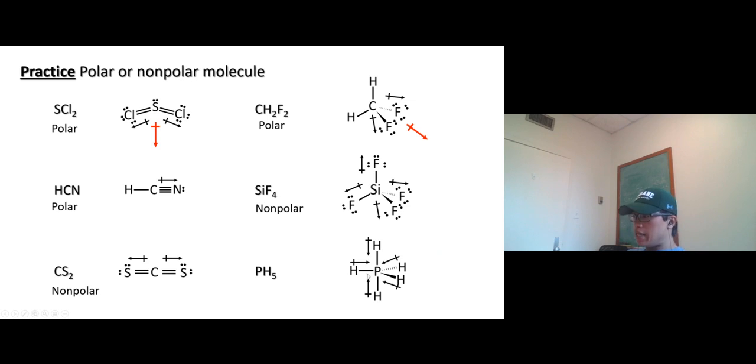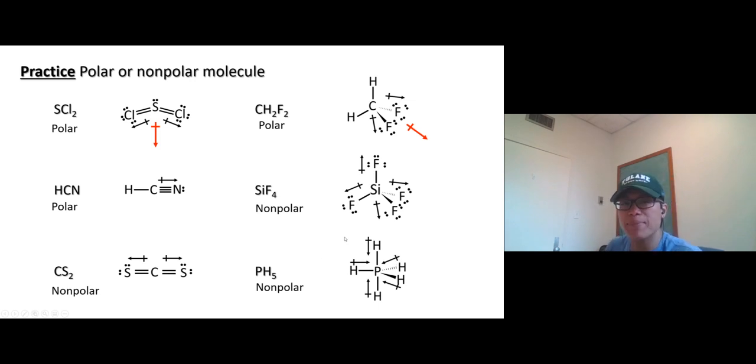Phosphorus. All right. The dipole moments of the 3 bonds right here are on the same plane. This looks like a trigonal plane now. See that? So they cancel in the middle, and the top pointing down and the bottom pointing up also cancel in the middle. So the whole molecule is nonpolar.